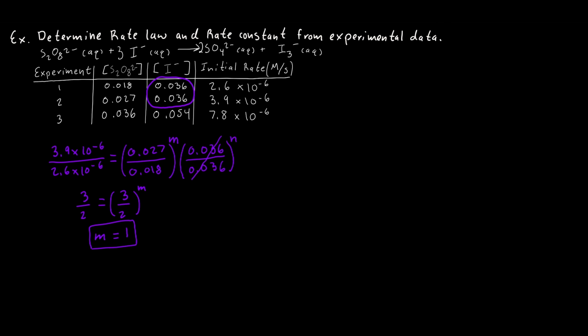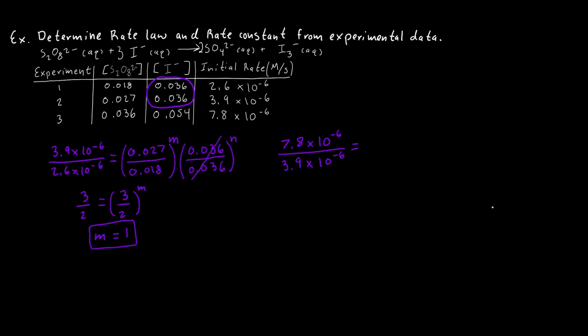Now here's where it gets a little bit more tricky, because there is no experiment where we hold S2O8 2 minus constant. But if we set it up for experiments 2 and 3, we'll see that since we already solved for m, we can still solve for n, since there's only one variable left in the equation. So we put the larger initial rate on top for experiment 3 and experiment 2 on the bottom. And this could also be done with experiments 1 and 2 or experiments 3 and 1, and you'll get the same answer.